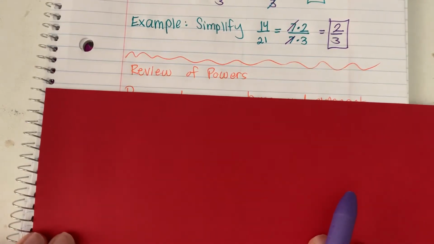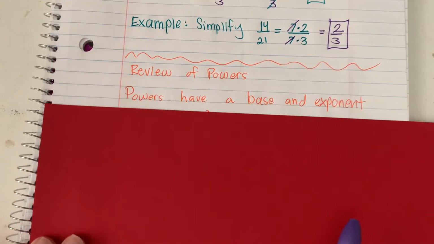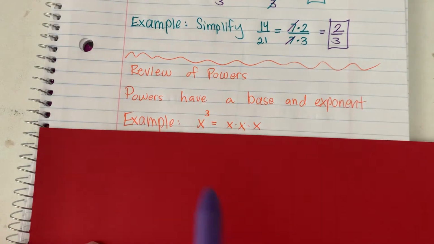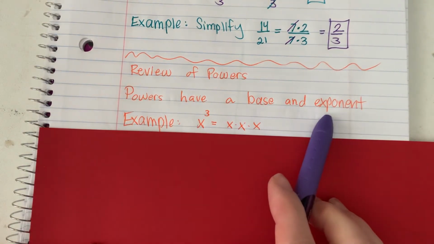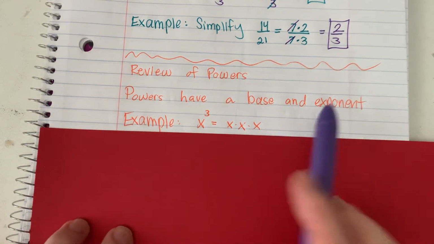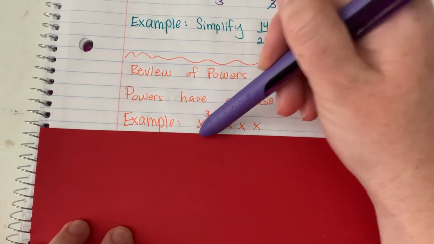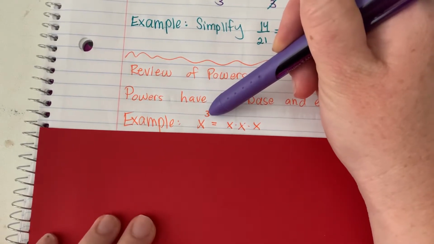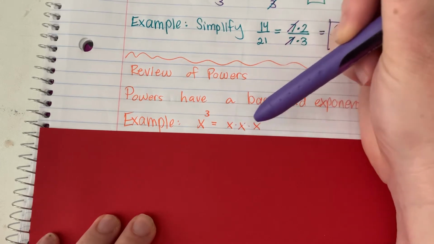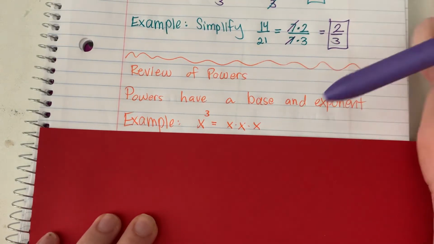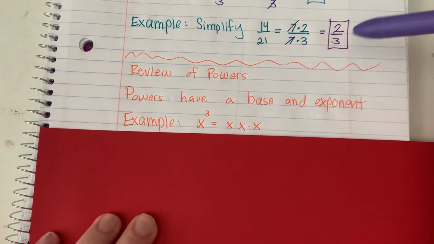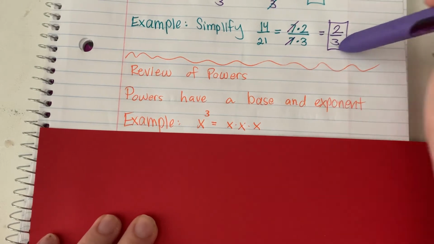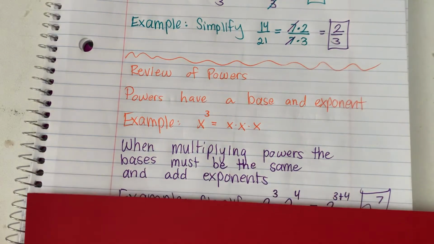Now let's review powers. What is a power? A power has a base and an exponent. So let's look at what that looks like. Here is a power, x to the third. That is the same as x times x times x. We're going to use this and the idea of simplifying fractions for these problems following.